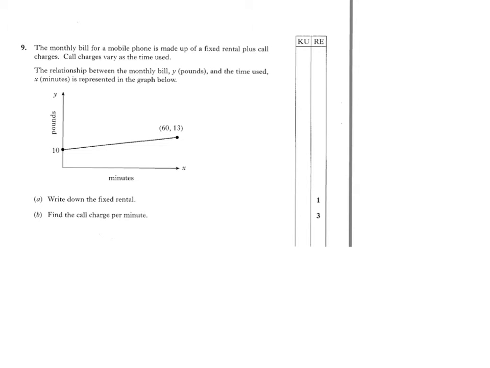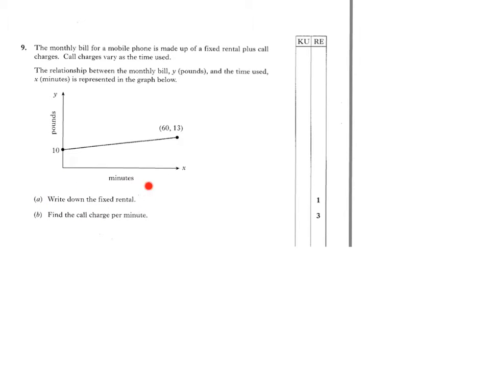Okay, so section 6, example 4. The monthly bill for a mobile phone is made up of a fixed rental plus call charges. Call charges vary as the time is used. The relationship between the monthly bill, £Y, and the time used, X minutes, is represented in the graph below. Write down the fixed rental is the question for part A.